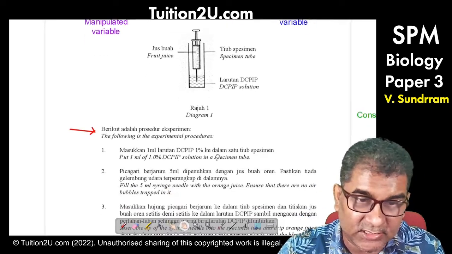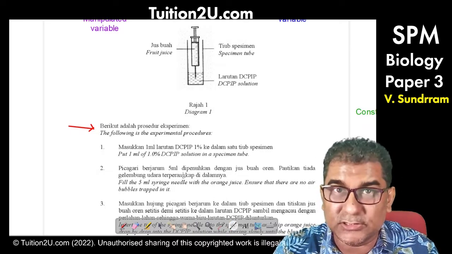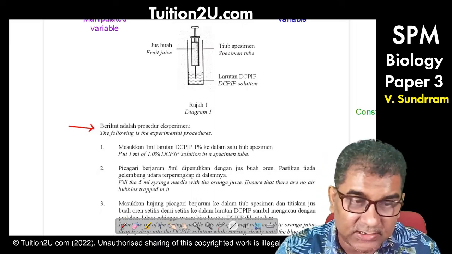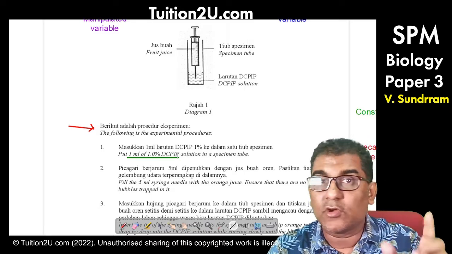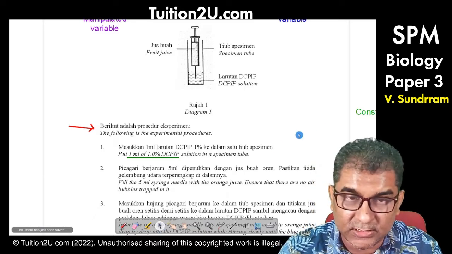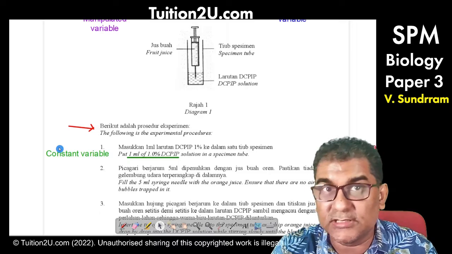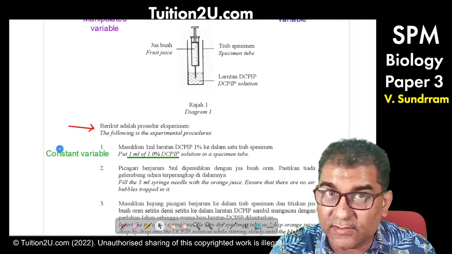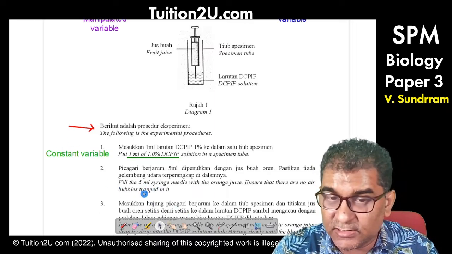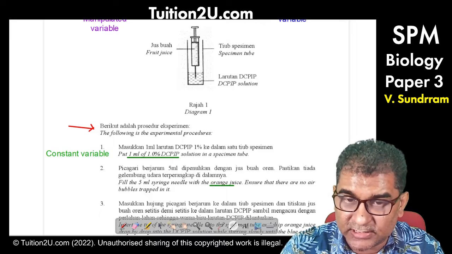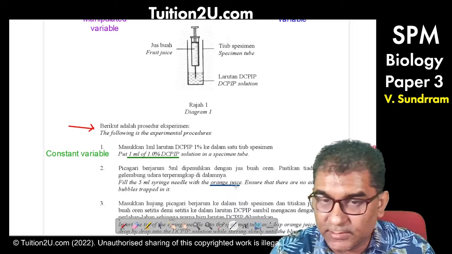So let's start with the first sentence. Put 1 ml of 1% DCPIP solution into a specimen tube. So when I read this first sentence, I automatically understand that 1 ml of DCPIP solution is the constant variable. So this is supposed to be the constant variable. 1 ml of 1.0% DCPIP is the constant variable. From the first instruction we already get that. Fill the 5 ml syringe with the orange juice. So when I see the word orange juice, that tells me this is the manipulated variable. So this is the manipulated variable.